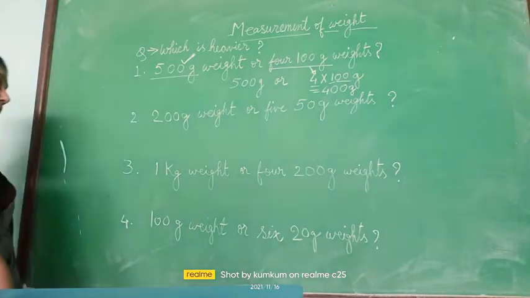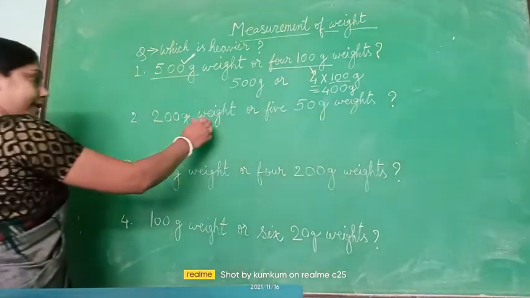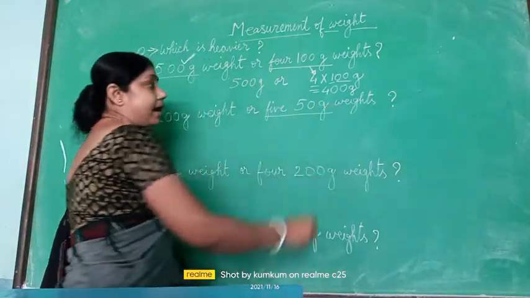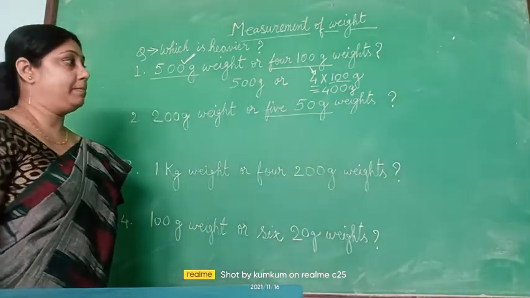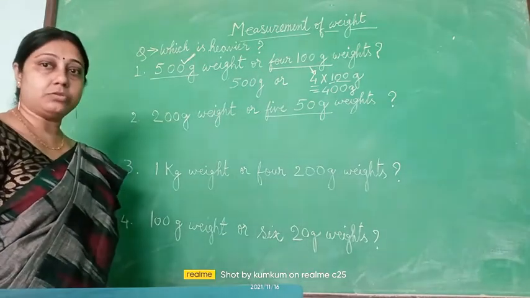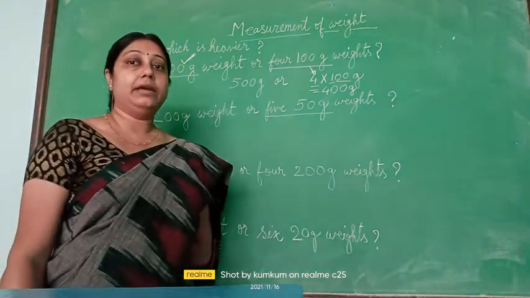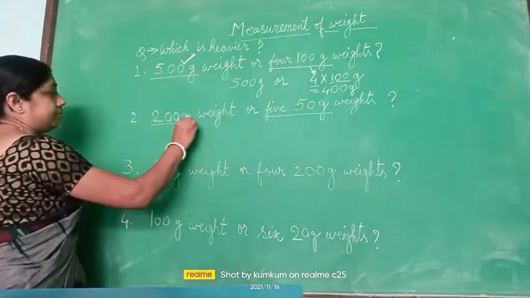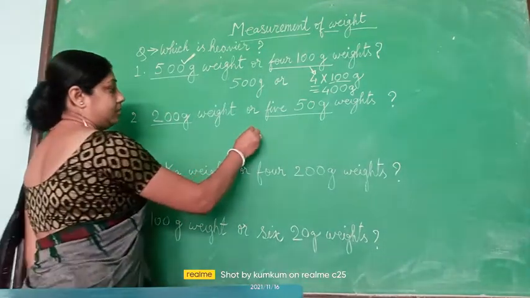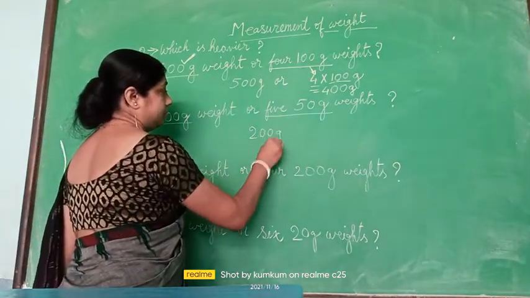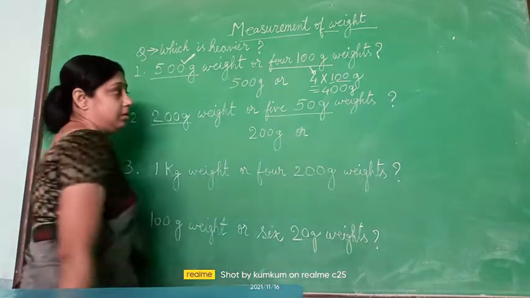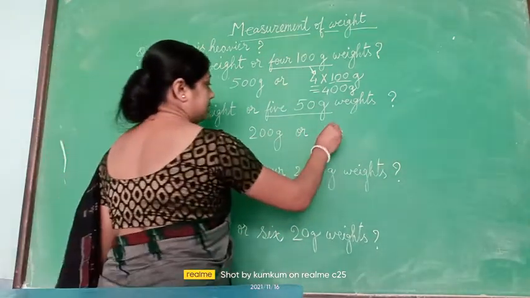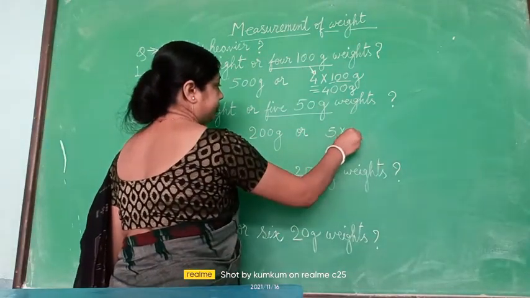Next one, see, 200 gram weight or 550 gram. That means 5 times 50 because no sign is there. That means it will be 5 times 50 gram. And the other side is 200 gram. So now if I am writing like this, 200 gram or I will break it, 5 times 50, or I will write down like this, 5 into 50 gram.